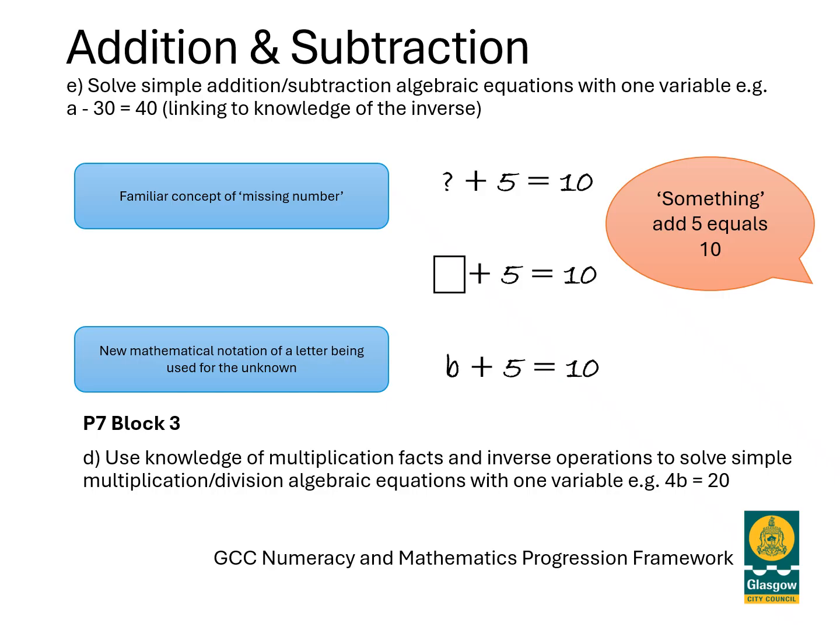If you look forward to P7 block 3, we're going to revisit the idea of algebra and introduce a coefficient for multiplication. So things like 4b equals 20, that comes later. So you don't even need to do that part of the double page spread from your textbook or whatever. Just this one idea of one missing number with addition and subtraction. That's why it's in this organizer.